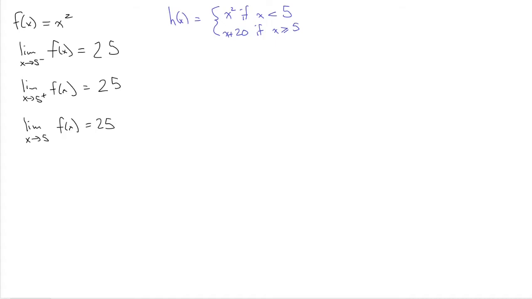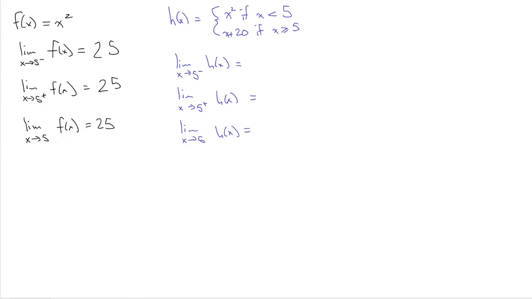Okay, consider this function instead. H of x is x squared if x is less than 5, and x plus 20 if x is greater than or equal to 5. And in particular, take a few minutes and see if you can compute the limit as x approaches 5 from the left of this function, the limit as x approaches 5 from the right of this function, and the two-sided limit as x approaches 5 for this function. So really pause the video, take your time, see if you can compute these limits. Excellent practice for your homework. And then when you're ready, start the video up again and we'll do it together.